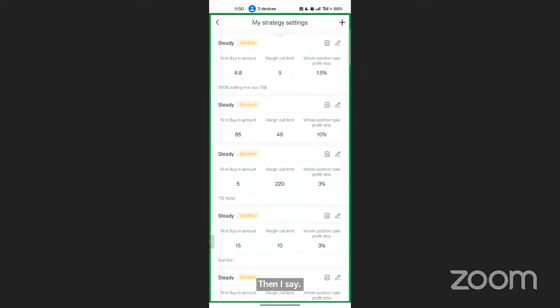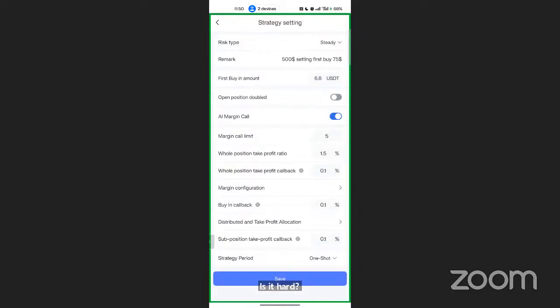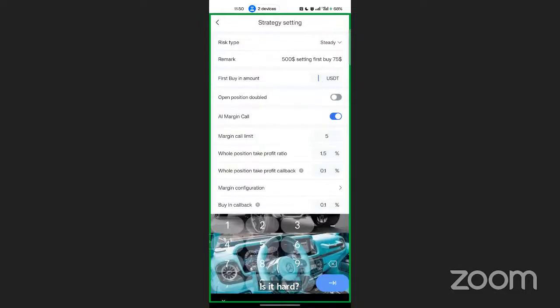Is it hard? But still I can keep it at 75. You see, I can still keep my first buying amount at 75.